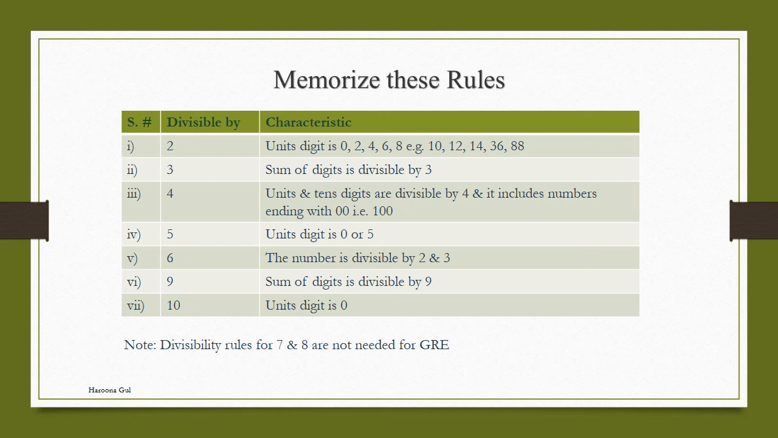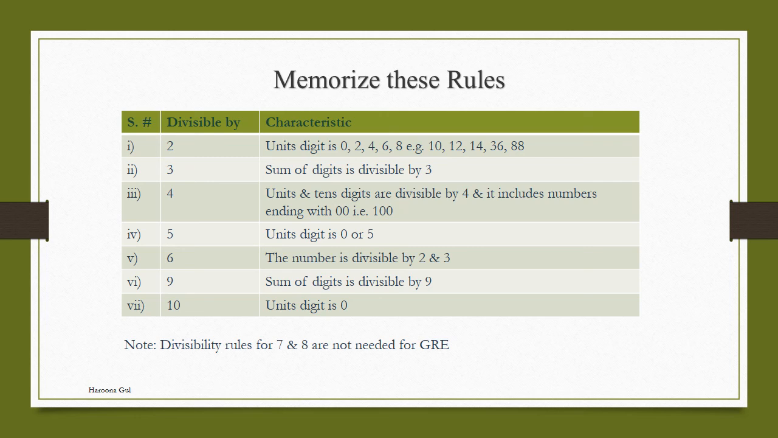In case of 3, we should see if the sum of the digits of a number is divisible by 3 or not. For example, if we add the digits of 36, that is 3 plus 6, we get 9, which is divisible by 3. In case of 4, the last two digits, the tens and units digits, should be divisible by 4. And remember, this includes numbers ending with 00 as well.